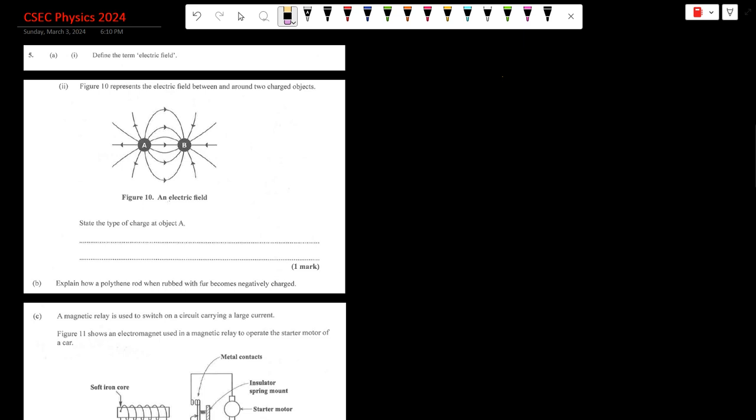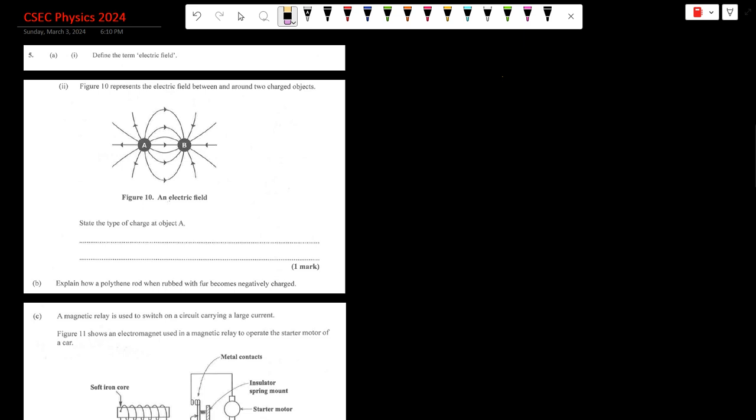So the first finger must point in the direction of the field, right? The thumb must point in the direction of the motion of the conductor. And if those two are achieved, then the second finger will point in the direction of the induced conventional current, all right? So first finger, field. Thumb, direction of motion of conductor. That leaves the second finger pointing in the direction of the induced conventional current. And of course, electrons will flow in the opposite direction.